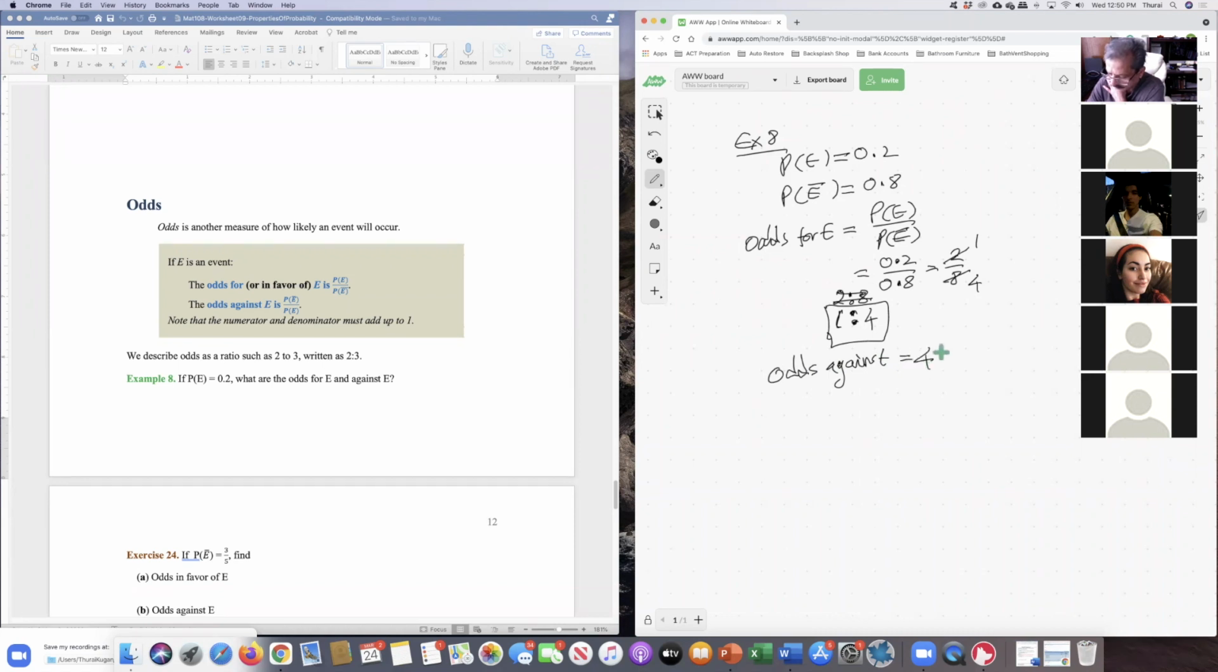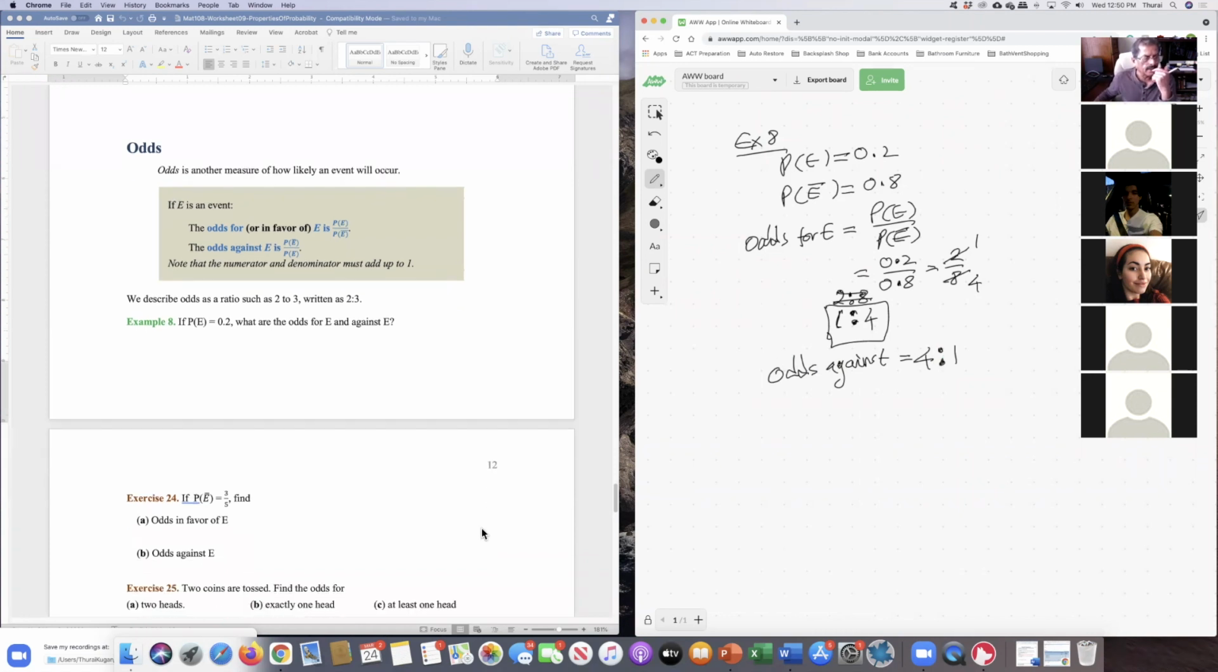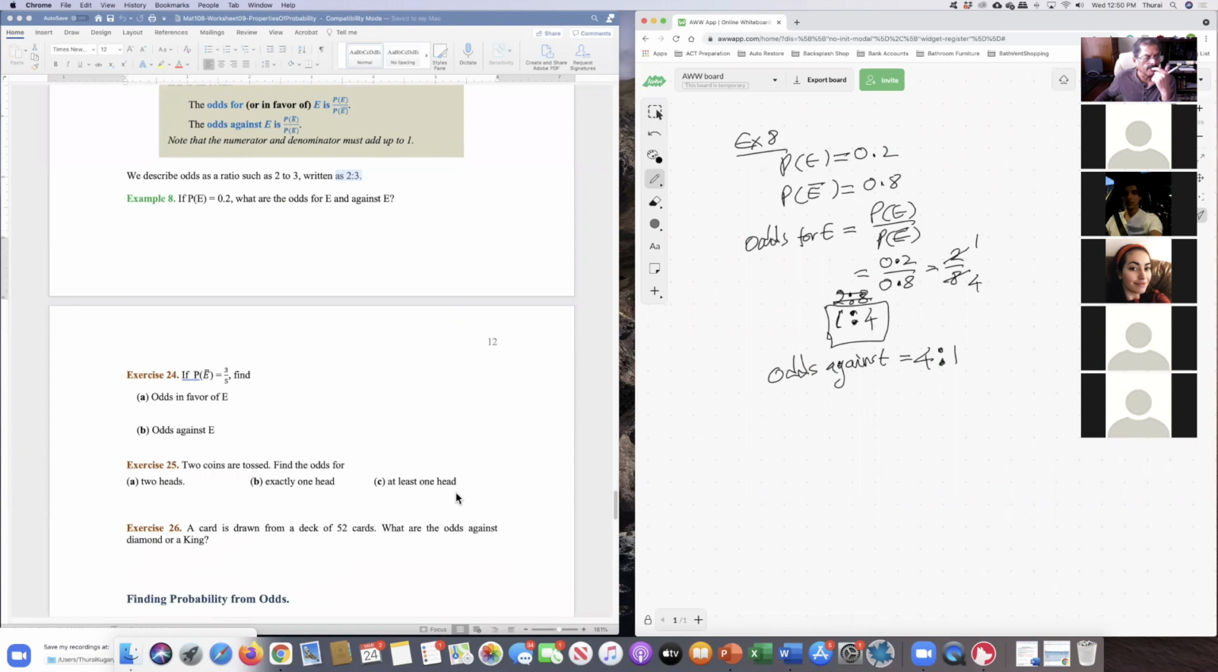4 to 1, just the reverse of that. So no matter what the question is, you can always find the odds for and then reverse it for the opposite question. All right, exercise 24.